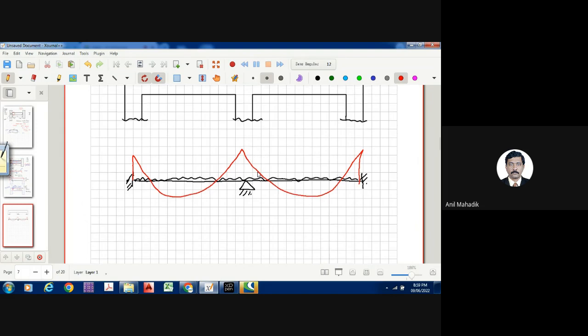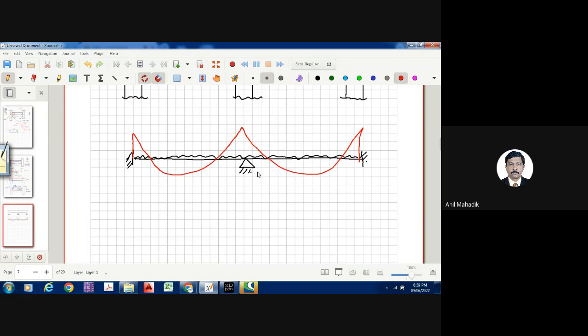If I draw the deflected shape of this beam, let me draw the deflected shape first. If you want to understand any behavior of the structure, first try to understand the deflected shape, because that we can see with our eyes. I cannot see the bending moment diagram. It is a mathematical diagram. I think all of you know, bending moment is a mathematical diagram. It is a graph of bending moments at different sections.